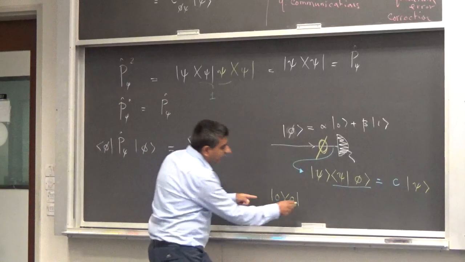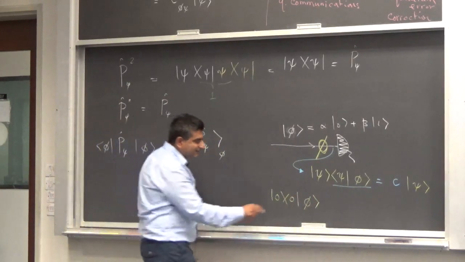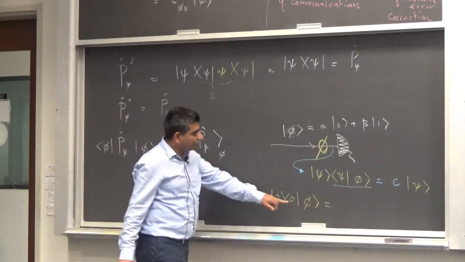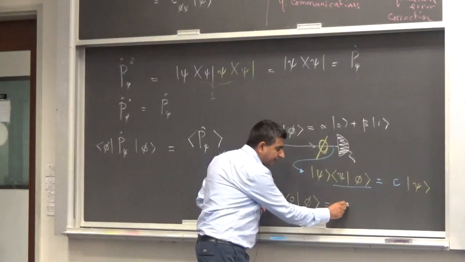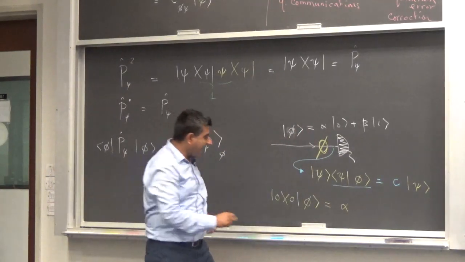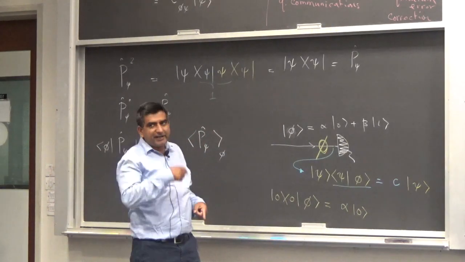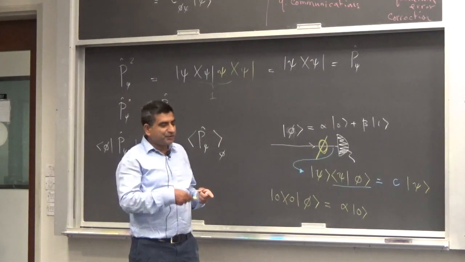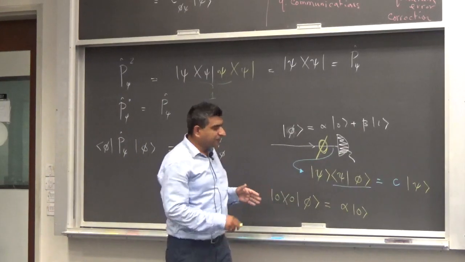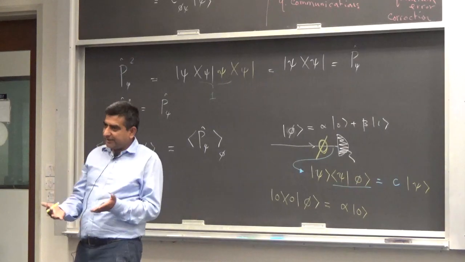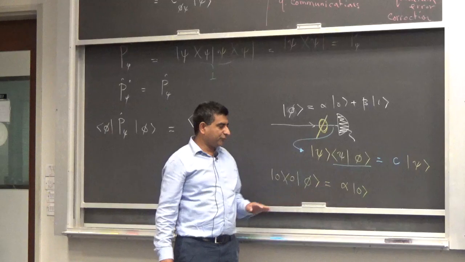When this operator acts on phi, let's see what the output is. Now phi is given by this. Its inner product with ket 0 is alpha. Alpha ket 0. So a new state has been created, which is alpha ket 0. By the way, since we always like our states to be normalized, this alpha is not necessarily equal to 1.